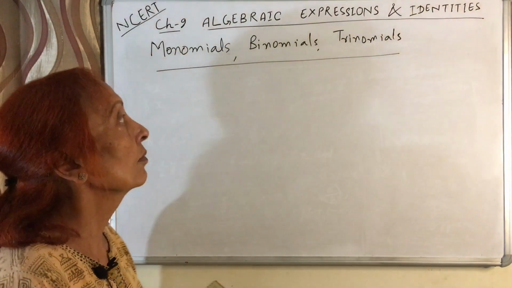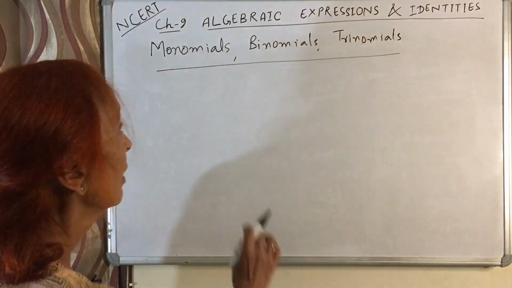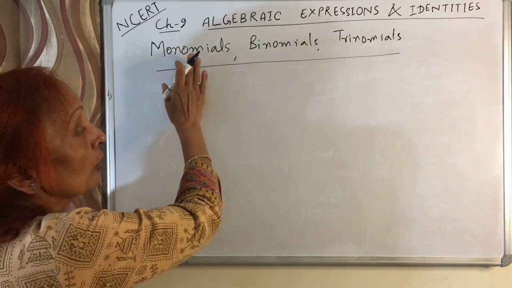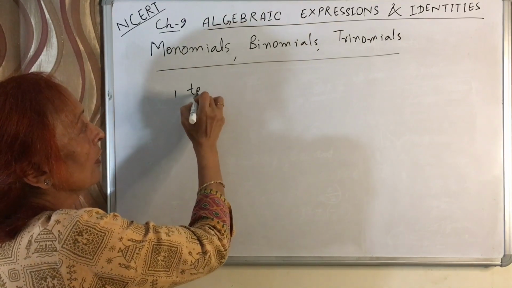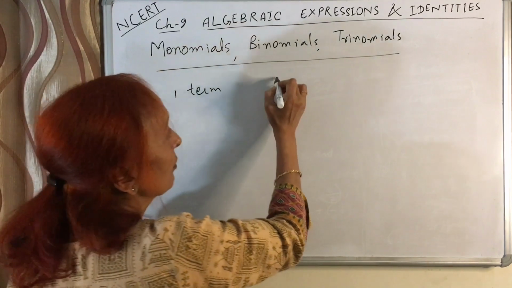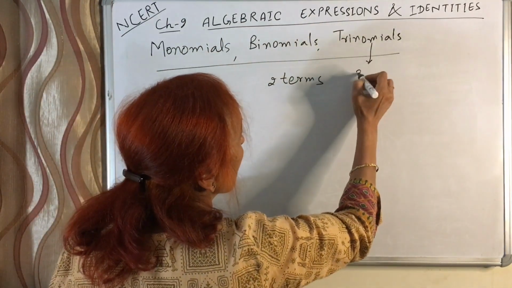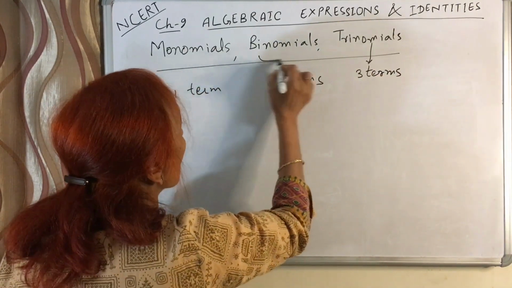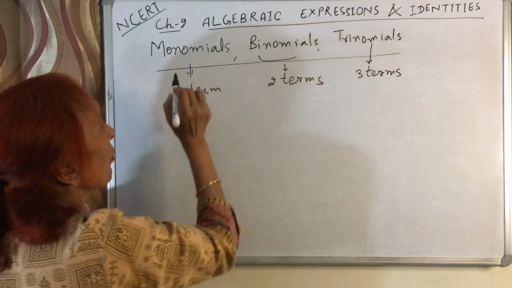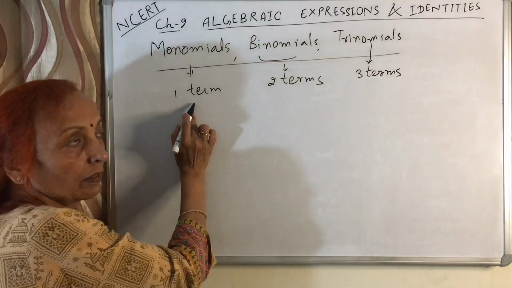Next is monomial, binomial and trinomial. As the name suggests, monomial, mono means one term. Binomial means two terms. Trinomial means three terms.